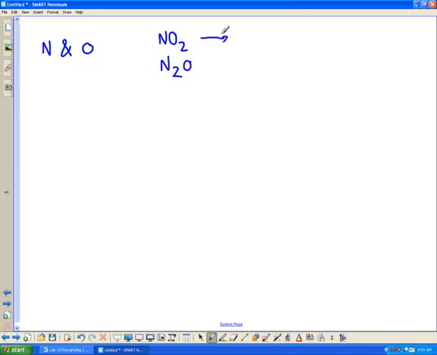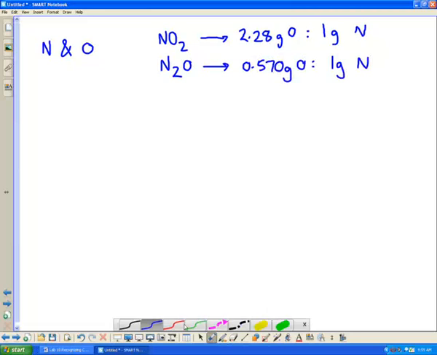Now our nitrogen dioxide contains 2.28 grams of oxygen to every 1 gram of nitrogen, whilst in the dinitrogen monoxide we have 0.570 grams of oxygen to every 1 gram of nitrogen. The question is, show that these two compounds fit the law of multiple proportions.